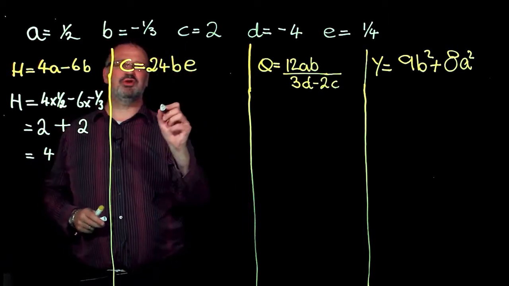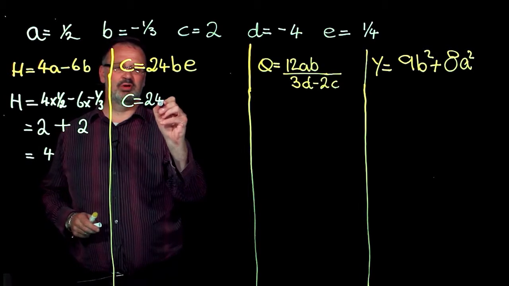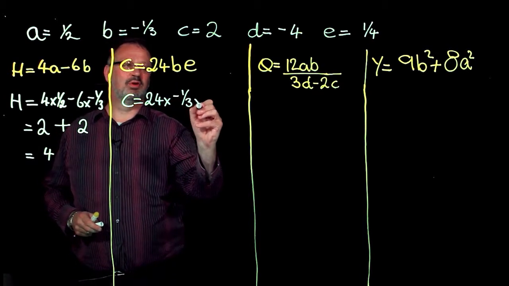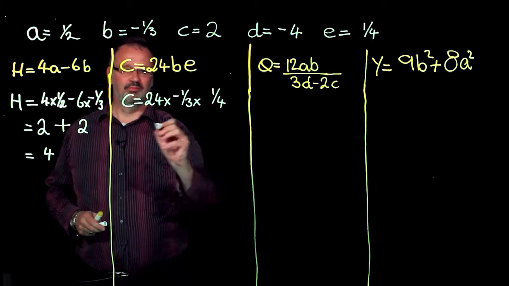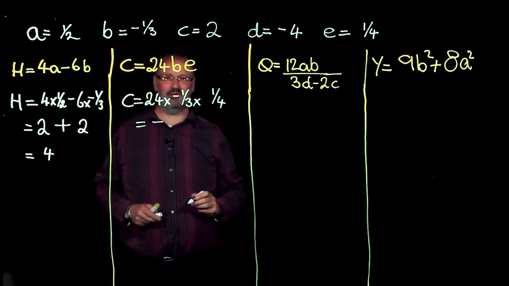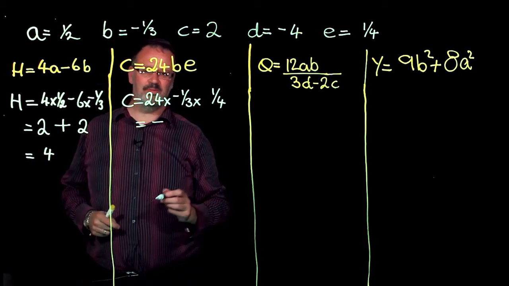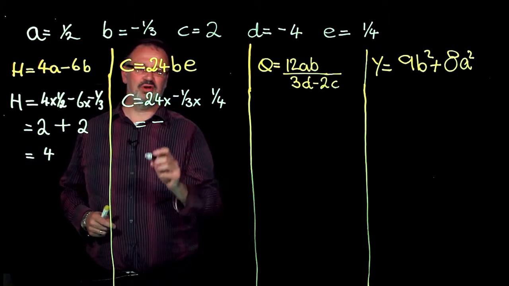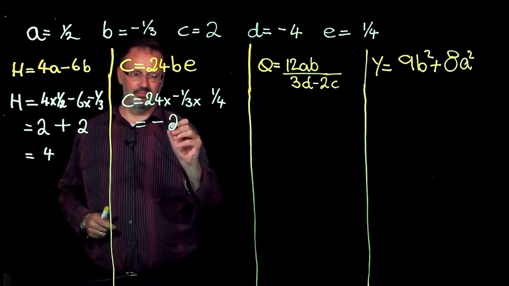C equals 24BE, so C equals 24 times the B, which is negative 1/3, times E, which is a quarter. I have one negative sign, so my answer is negative. 24 times a third times a quarter. When we go through the arithmetic of this, a third of 24 is 8, a quarter of 8 is 2.